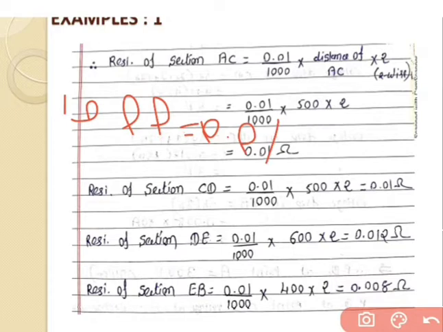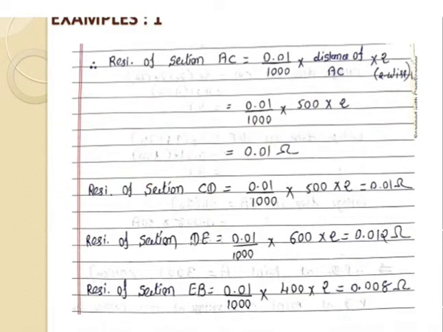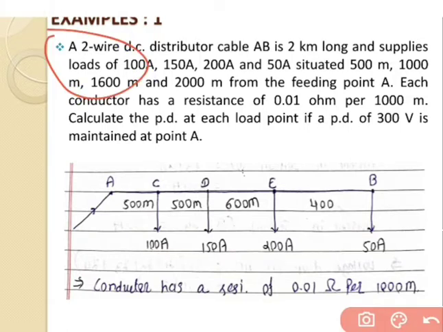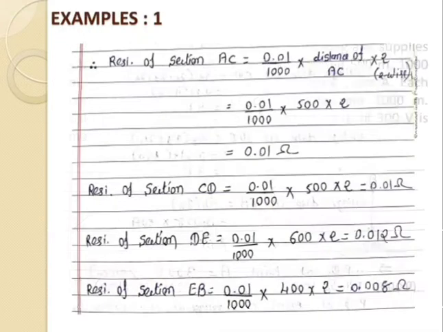Then for the first section, the AC section with a distance of 500 meter, the resistance is equal to what? It is 500 into 0.01 divided by 1000, and there is a 2 multiplied over here, because the resistance value given is per conductor only, but in the problem there are 2 wires used. That's why we multiply by 2 over here.